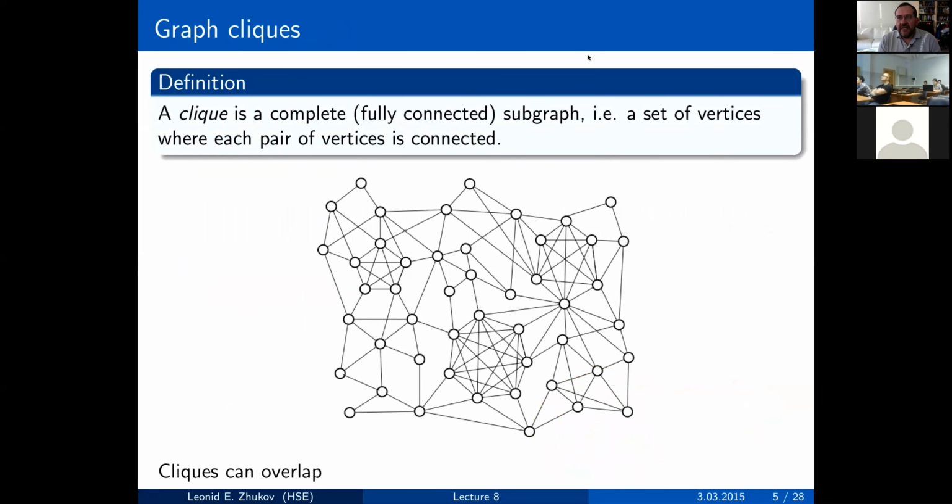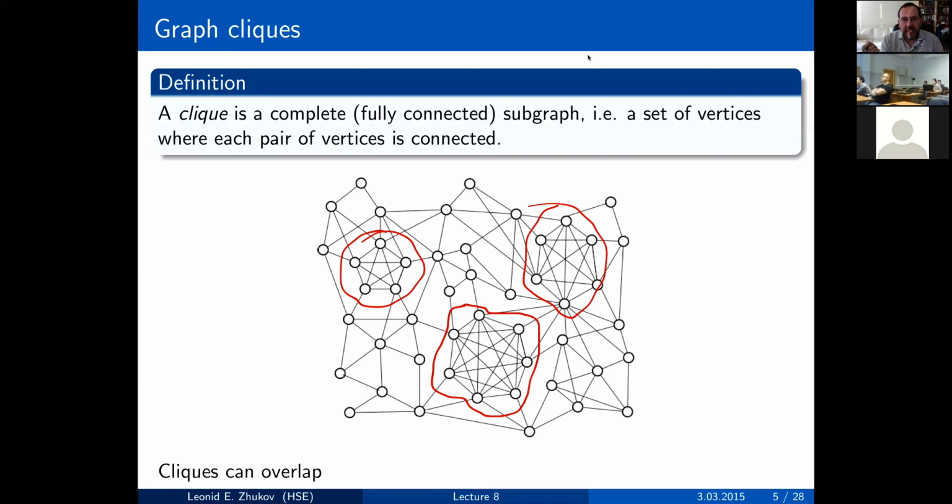So mutuality of ties is really its definition of a clique. So clique is a complete or fully connected subgraph, or a set of vertices where each pair of vertices is connected. And again, this is a very nice picture. You can clearly see here a few cliques, right? So this is clearly a clique. There is another one here, and there is another one here. Well, in fact, these are not just cliques. These are what's called maximal cliques. We'll define it in a second.